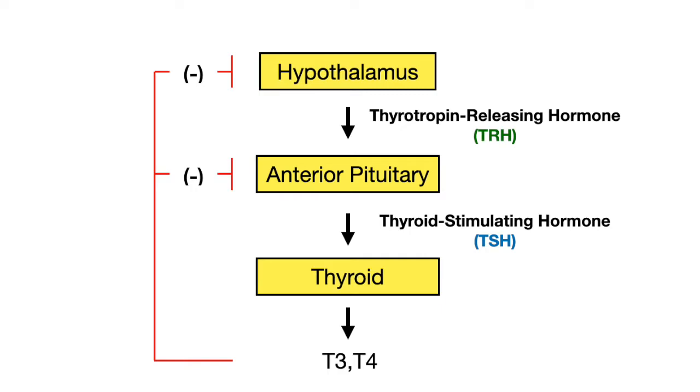And once we've produced enough thyroid hormone, there has to be a feedback mechanism to inhibit production of thyroid hormone synthesis, and this happens by negative inhibition of the hypothalamus as well as the anterior pituitary.